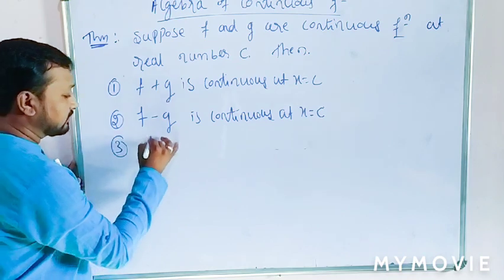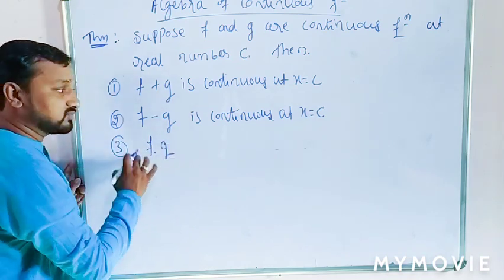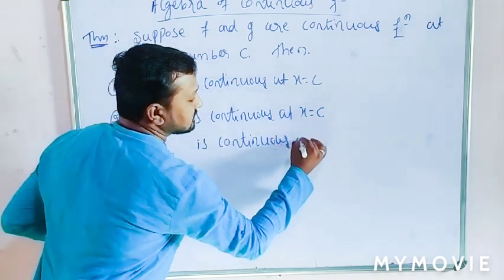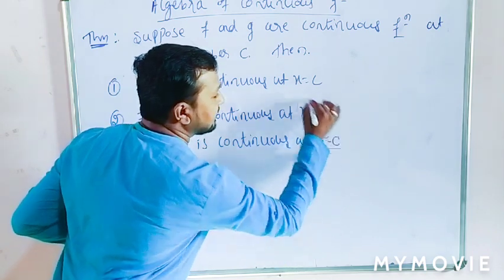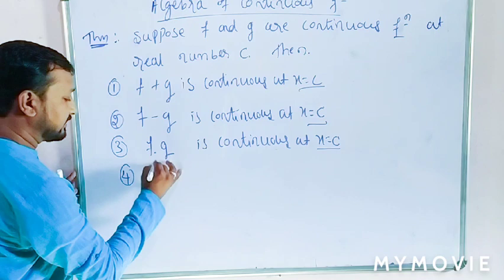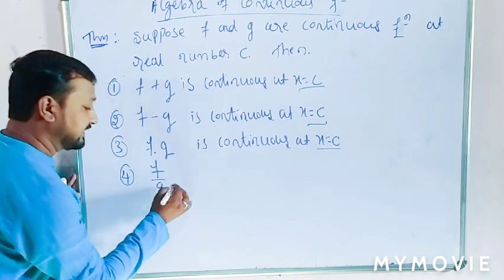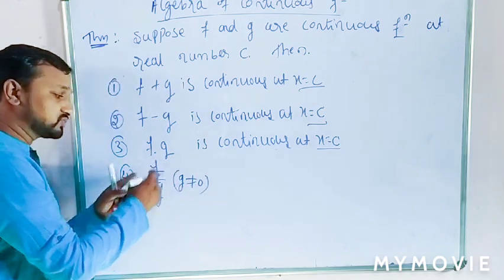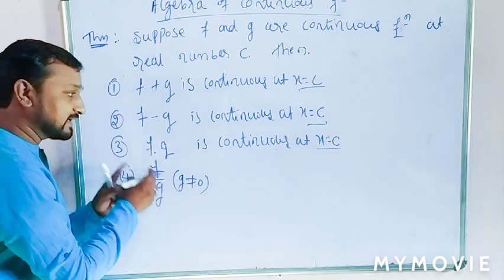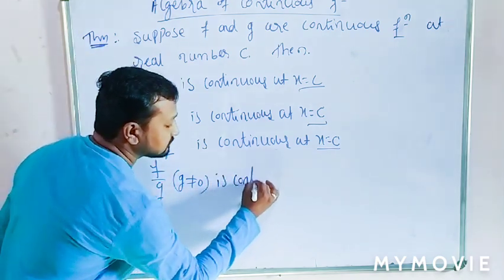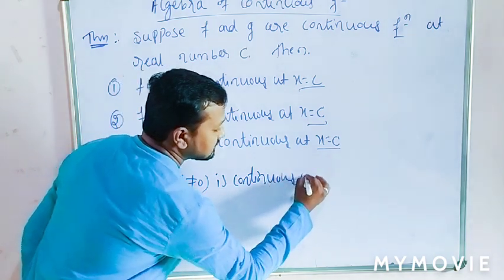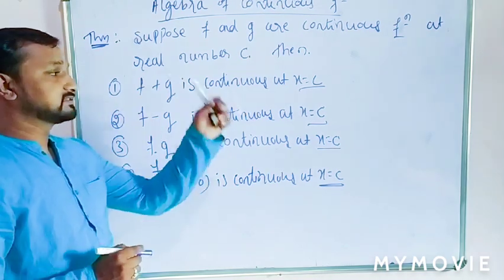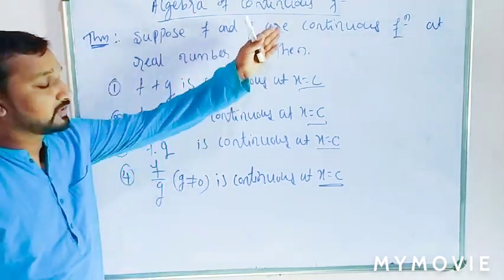Third, f into g, the multiplication of two functions, is also continuous at x is equal to the particular point c, and fourth, f divided by g, the quotient rule. Here g is not equal to 0, because if g is equal to 0, the function would not be defined. Is that clear? So f divided by g is also continuous at x is equal to c.